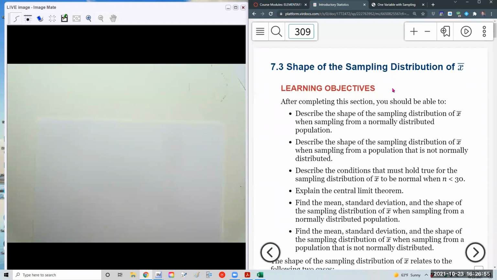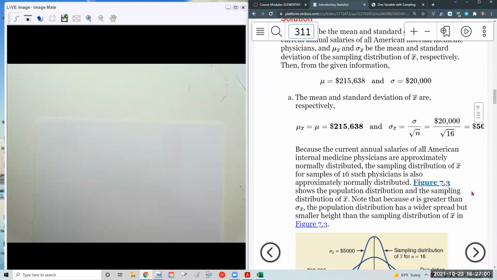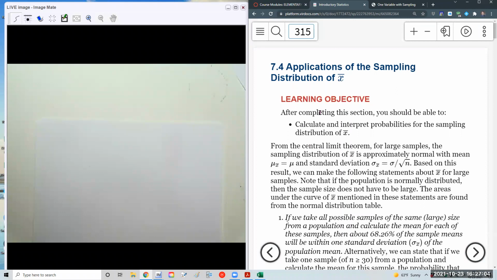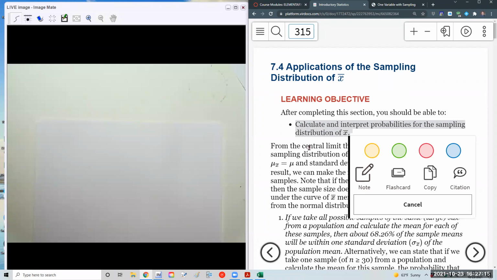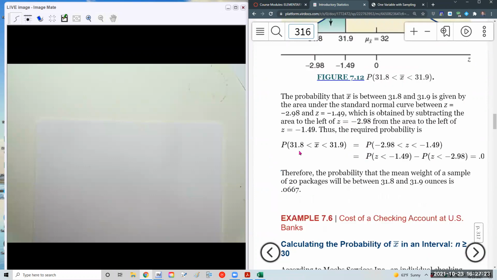Now I want to get on to the meat of the first part of this section, which is section 7.4. In 7.4, we're going to be using sampling distributions to find probabilities. That's the entire objective here: calculate and interpret probabilities for the sampling distribution of X bar. Here we go. Let's try all the way down here to the homework.